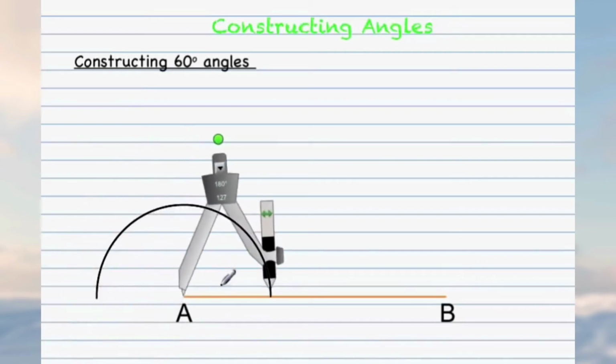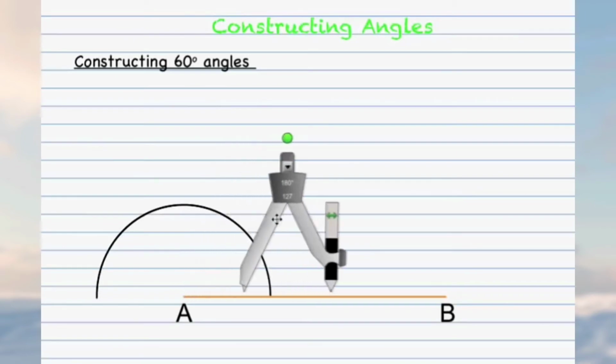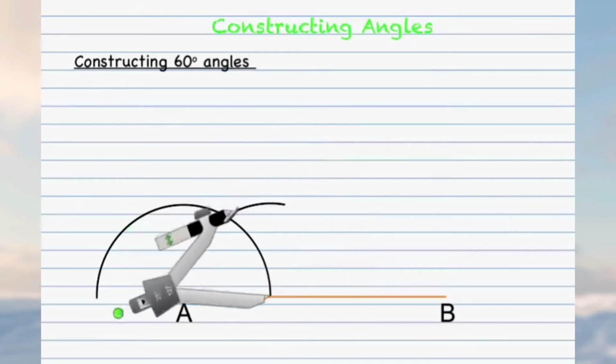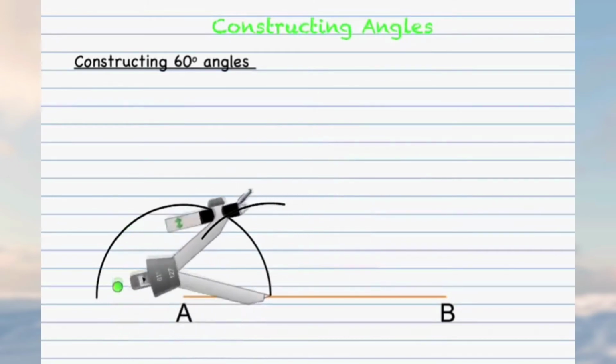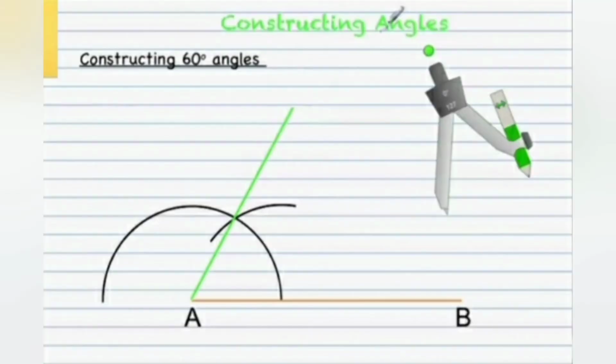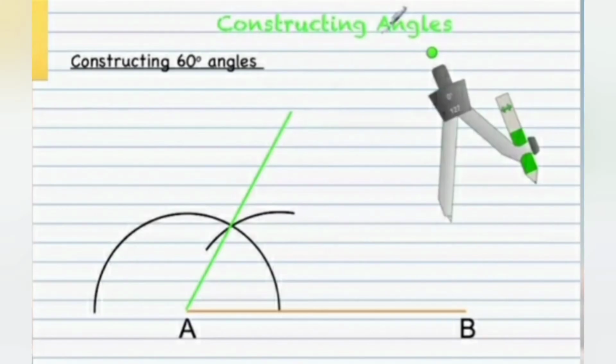The next step is to pick the compass and ensure that you do not adjust the radius in any way, and then take it to this point where the semicircle and the line meet, and then create a new arc which cuts the first one. The last thing is to draw a straight line from point A through the intersection of those two arcs, and yeah, this is your angle 60 degree. Now pause, replay, and do it yourself. And yes, that's the construction of angle 60.